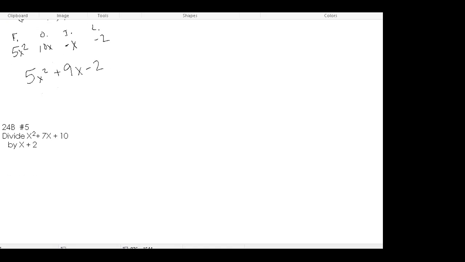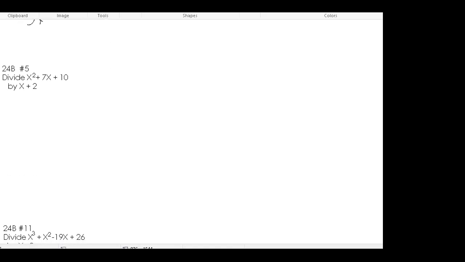All right, a couple examples from 24. So 24b, number 5. Divide x squared plus 7x plus 10 by x plus 2. So this is what it might look like on your test, and then you have to convert that over. So we'll put the x squared plus 7x plus 10 inside that division sign, and then our x plus 2 on the outside. Now remember, when we're starting this division, we divide, multiply, subtract, bring down.